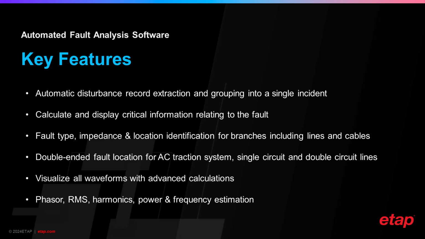So now let's go through the key features of the AFAS solution. AFAS automatically collects disturbance records from various devices and groups them into a single incident. This process ensures that related events are analyzed together, providing a comprehensive view of the incident. AFAS calculates critical information such as fault type, location, and impedance. This data is displayed in a user-friendly web interface, allowing operators to quickly understand the nature and impact of the faults. AFAS supports both single and double-ended fault location methods for both single circuit and double circuit or parallel lines.